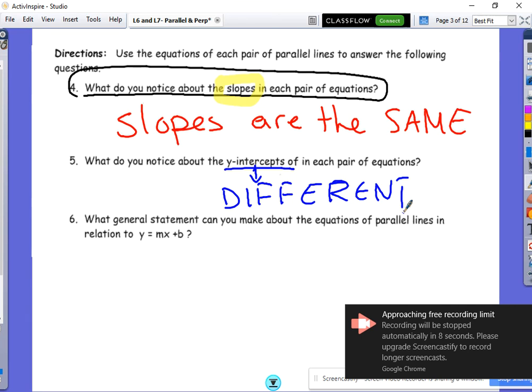And our last statement there would be to summarize. We're going to summarize by saying slopes are the same and y-intercepts are different. Let's keep practicing.